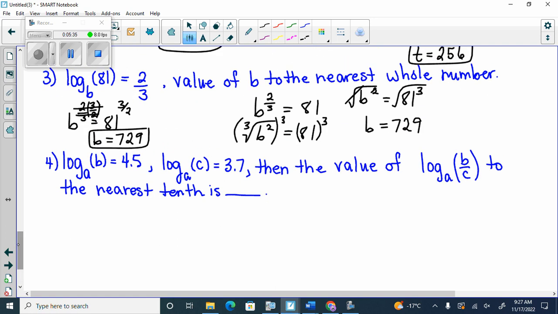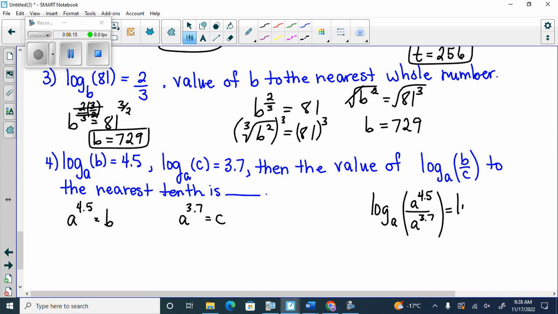Okay, now this one. I have log base a of b equals 4.5 and log base a of c equals 3.7. After today, you might do this question differently, but for today's lesson, you will do it this way. You're going to go a to the 4.5 equals b, and a to the 3.7 equals c. So now we have log base a, where b is a to the 4.5 and c is a to the 3.7.